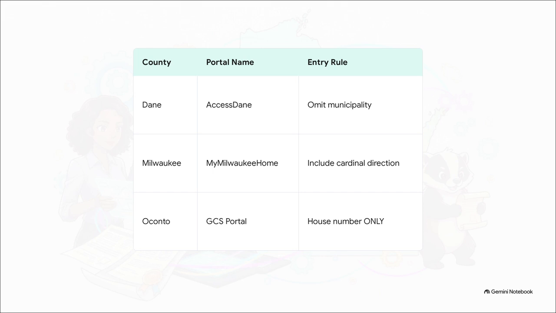In Dane County's Access Dane portal, you can type a partial street name, but you absolutely must omit the municipality. Do not type Madison or it will fail. Over in the City of Milwaukee's My Milwaukee Home portal, you need the full address, including the cardinal direction, like north or south. But then you go up to Oconto County using their GCS portal, and they want you to enter the house number only, literally no street name at all to start the search. It's wild, but it's absolutely vital to read the search instructions right there on the screen before you start typing.